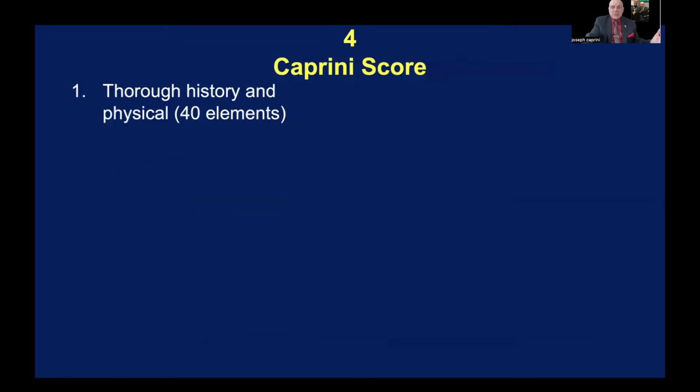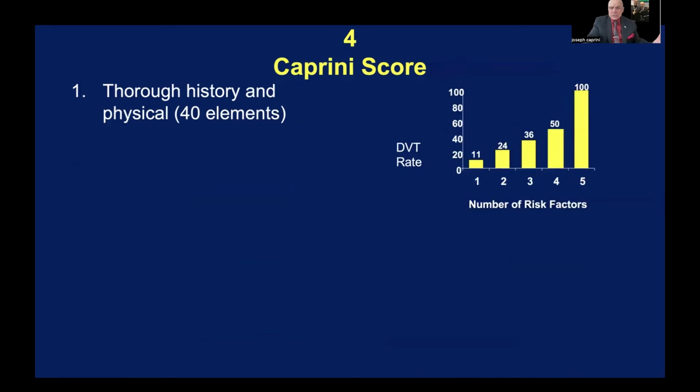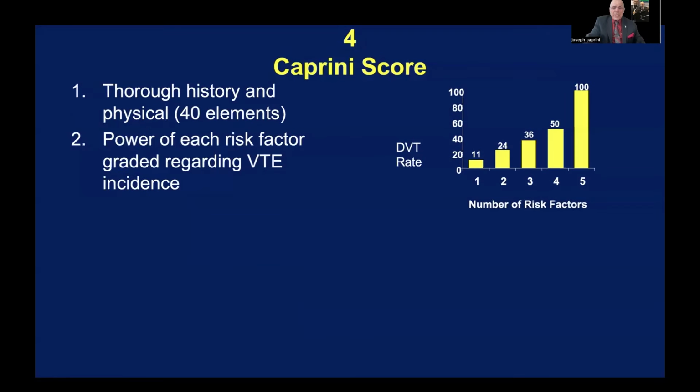Well, we like to use the Caprini score because it's a 40-element history and physical that's been worked on by people from all over the world. It's been very successful, not because of me, but because of all the wonderful people that have helped work on this. And we know that the more risk factors a patient has, the higher their chance of a blood clot. We also know that the risk factors vary in their power. Bed rest is a low risk factor for producing thrombosis, whereas pancreatic and lung cancer are high risk.